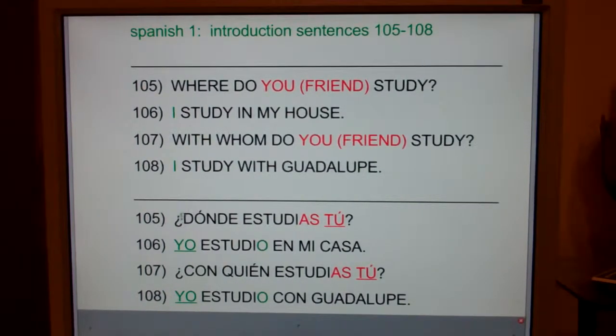All right, but here's the deal. What happens if there's a question word? What happens if there's a who, what, when, where, why, or how? If there's a question word, it's the very first word in the sentence. I'll never remember that. Sure you will.